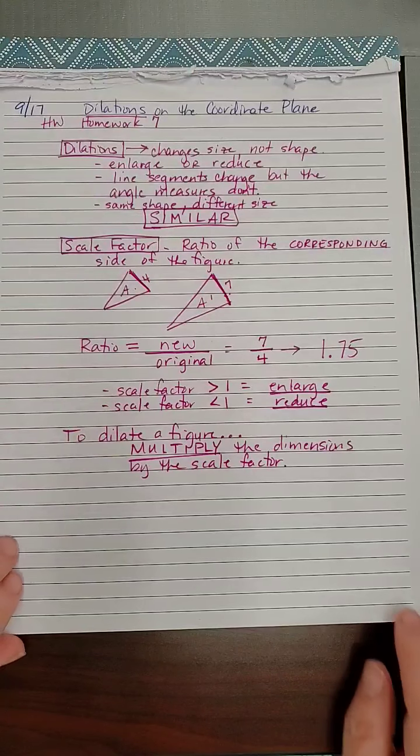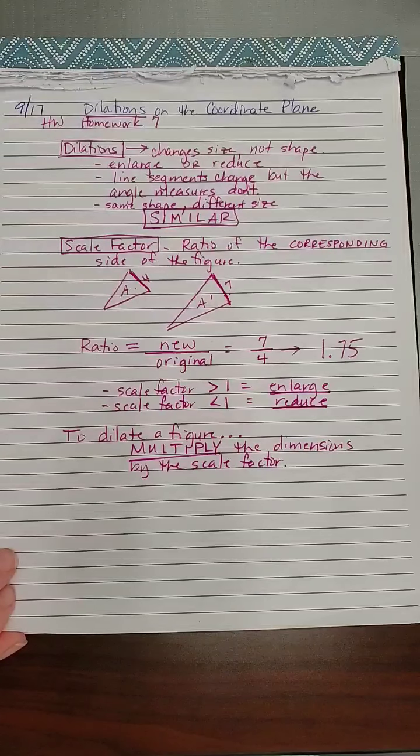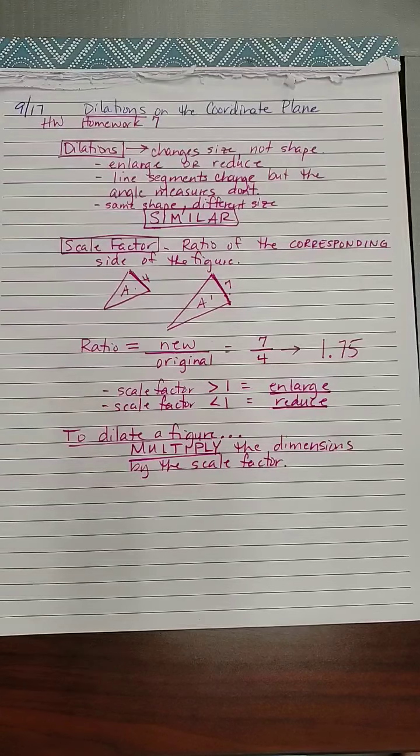Any scale factor greater than 1 is an enlargement. Anything less than 1 is a reduction. And I know if they want me to dilate the figure, then all we need to do is multiply the dimensions by the scale factor. All right, so let's go ahead and get back in our packet.